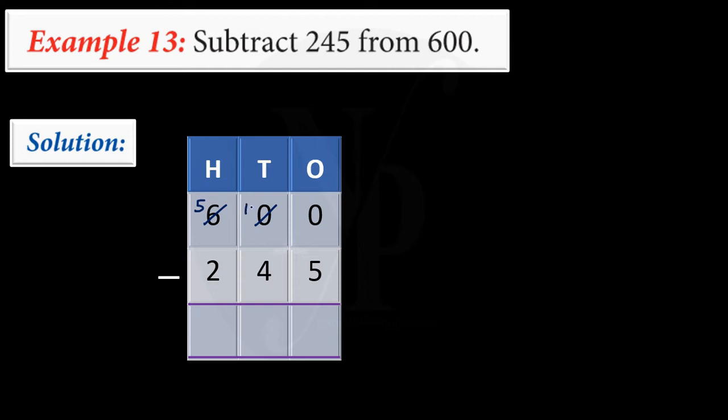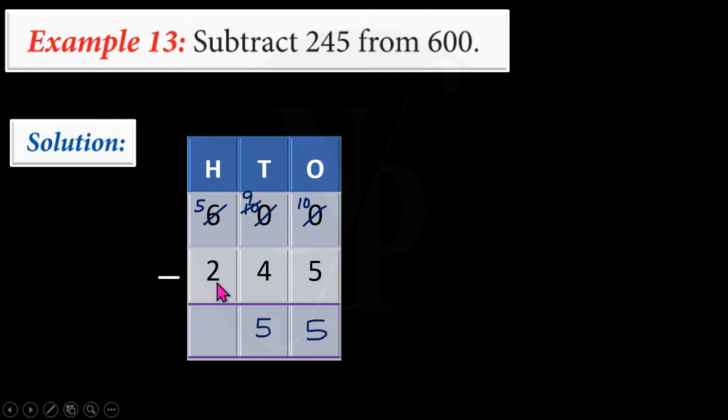We write 10 here. Again, we need to borrow to ones column. So we make this 10 tens as 9 tens. I write 9 here. And now this becomes 10 ones. Now we subtract 5 ones from 10 ones. We get 5 ones as a difference. So we write 5 in ones column. Here we subtract 4 tens from 9 tens. On doing so, we get 5 tens as a difference.